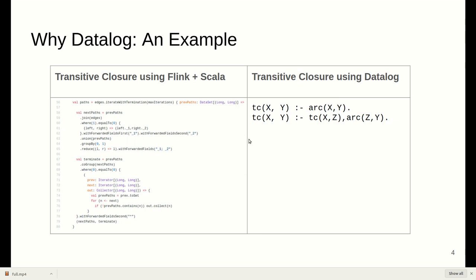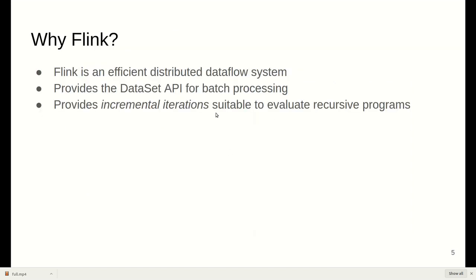So with Datalog we implemented the program with only 2 lines of code, whereas by using Scala and Flink we implemented the program with more than 20 lines of code. Hence the Datalog language offers more succinctness compared to other known languages. And the reason we chose Flink is that Flink is an efficient cyclic data flow system that allows for execution of the programs on a distributed cluster of machines.